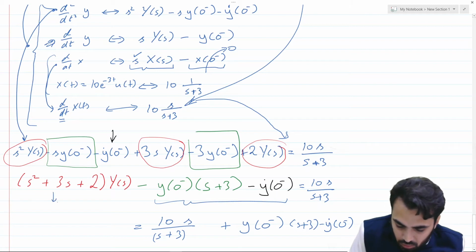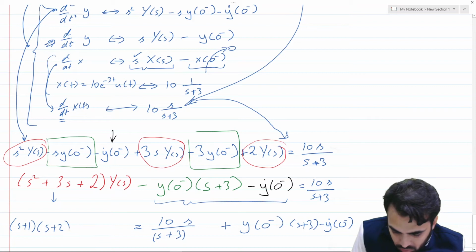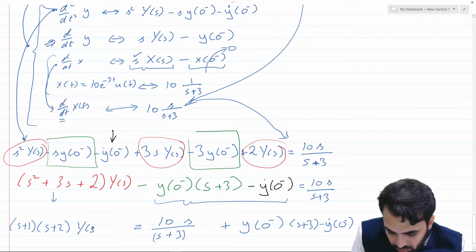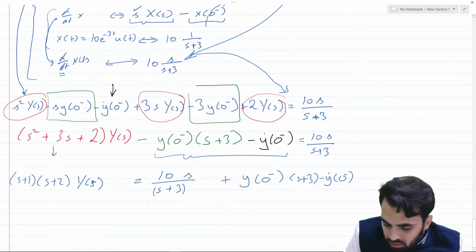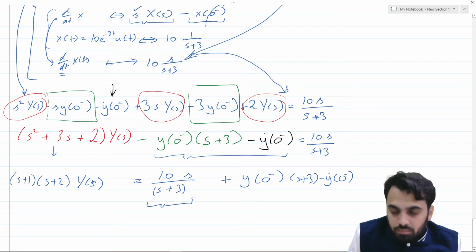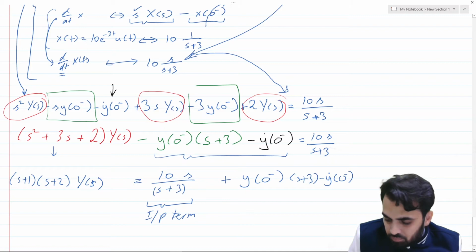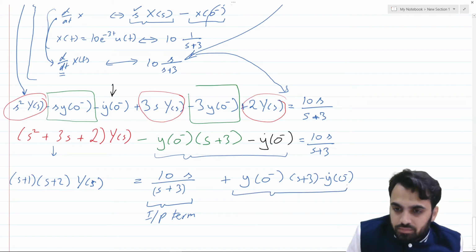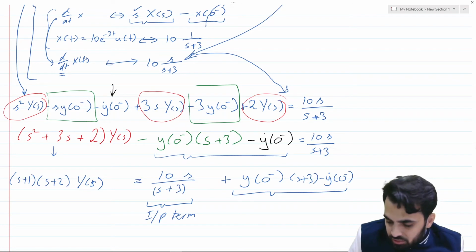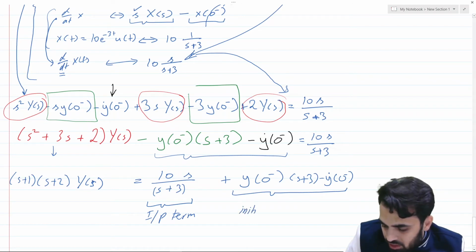Also we can take the roots of this, and we have s plus 1 times s plus 2 times y of s. Now this is our input term, and these two terms are the state terms dependent on the initial conditions. So we have these as initial condition terms.